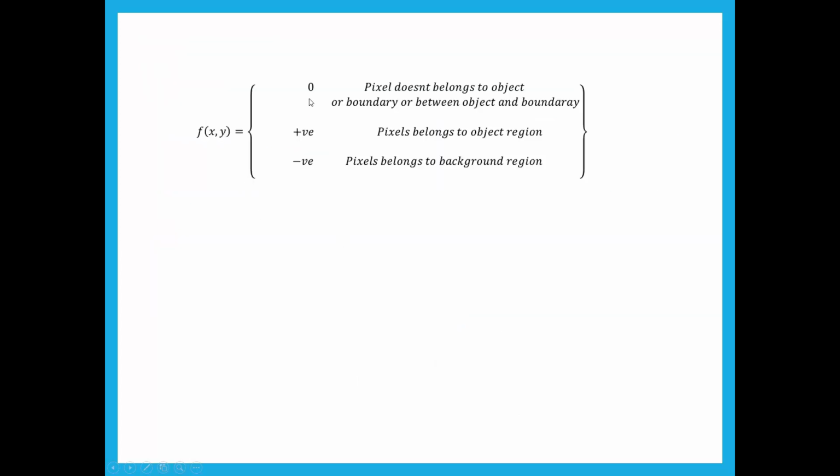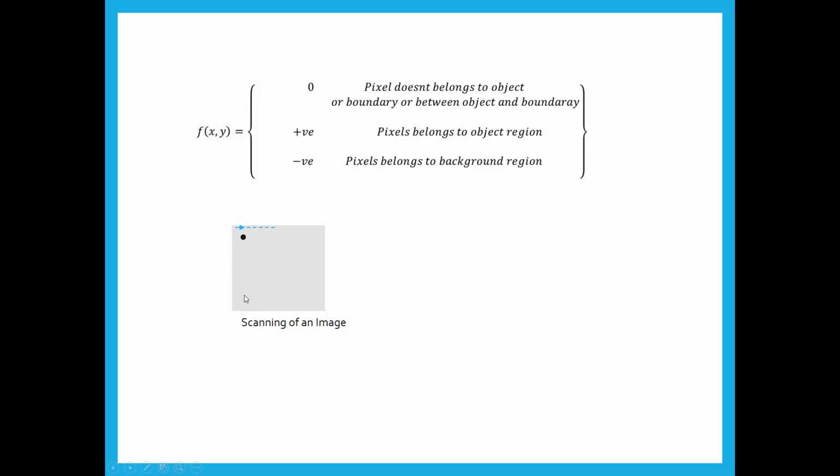So f of x comma y is equal to 0: the pixel does not belong to the object or boundary. f of x comma y is positive: the pixel belongs to an object region. If it is negative, then the pixel belongs to a background region.